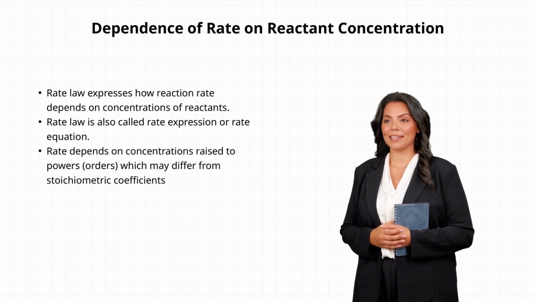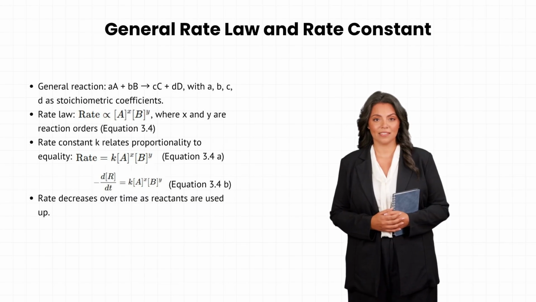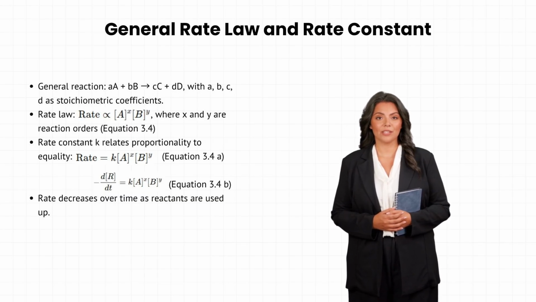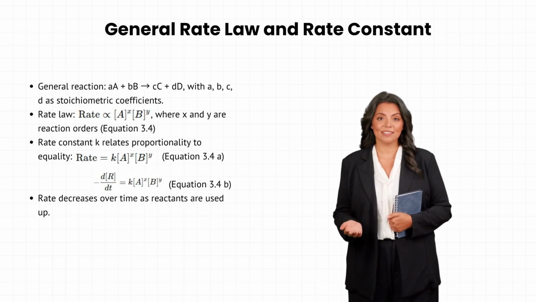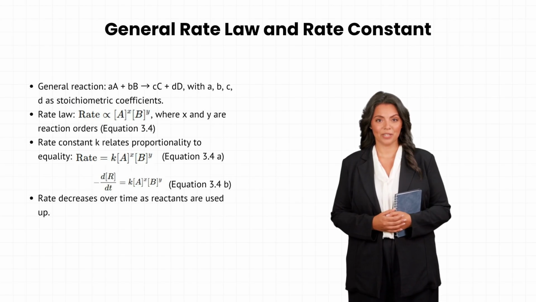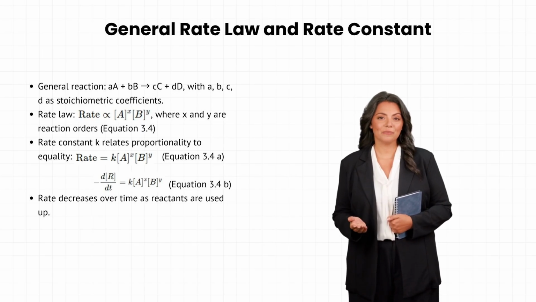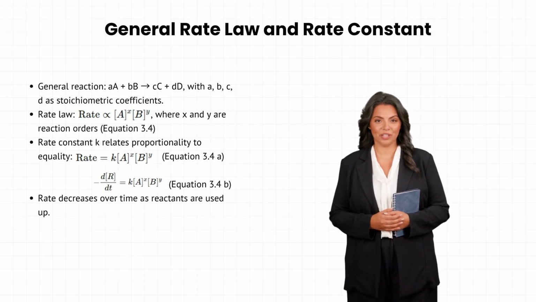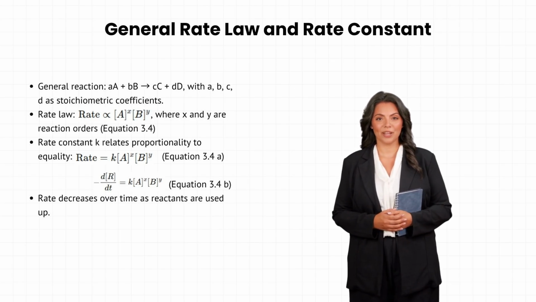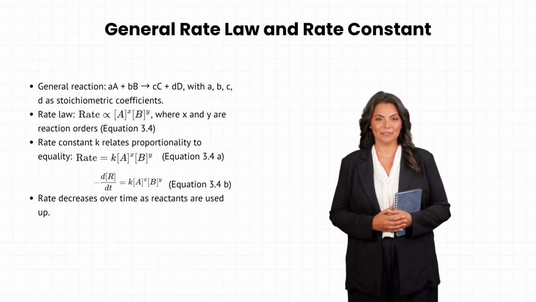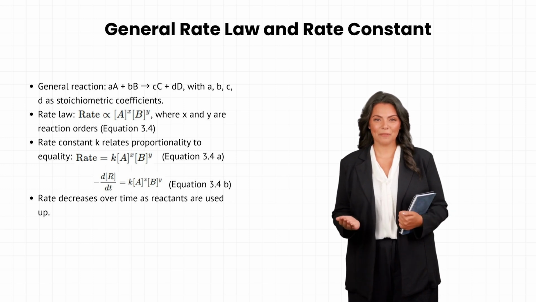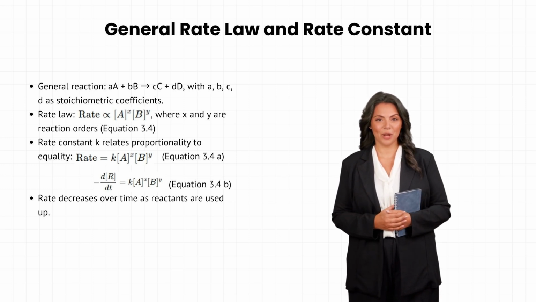Let's explore that next. Let's delve deeper into the powerful rate law that chemists use to understand reaction speeds. Consider a general reaction where A molecules of reactant A react with B molecules of reactant B to form products. The rate law tells us that the reaction rate is proportional to the concentration of A raised to some power, x, times the concentration of B raised to y. Here's the formula. Rate equals k, the rate constant, multiplied by [A]^x and [B]^y.